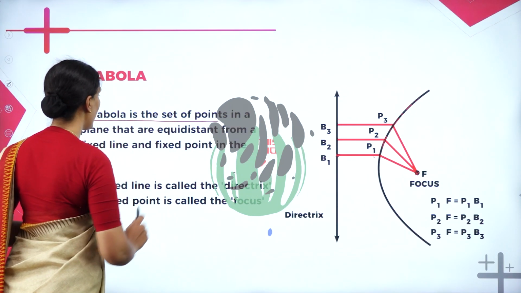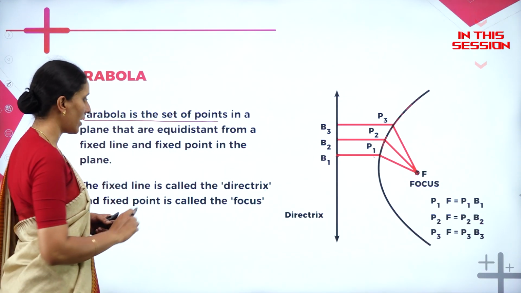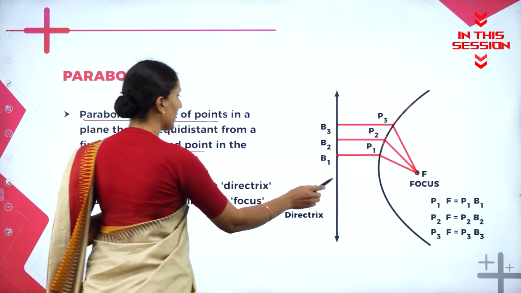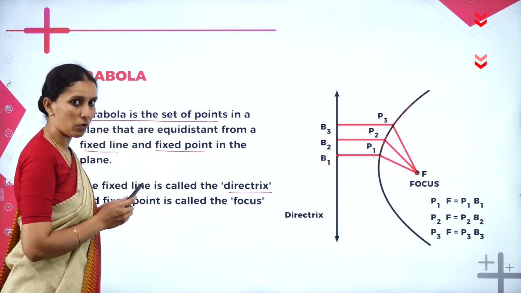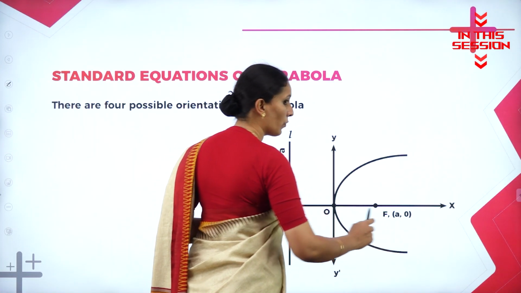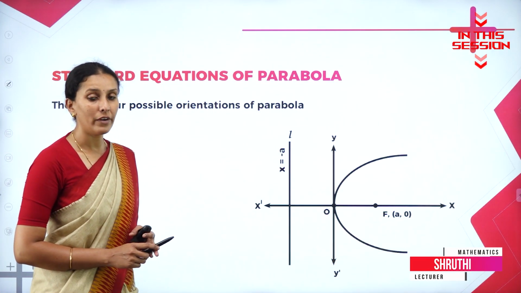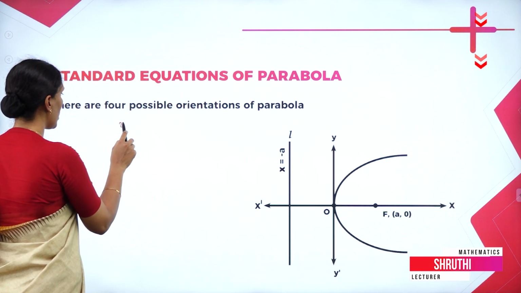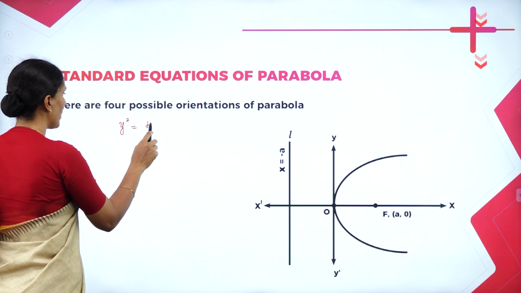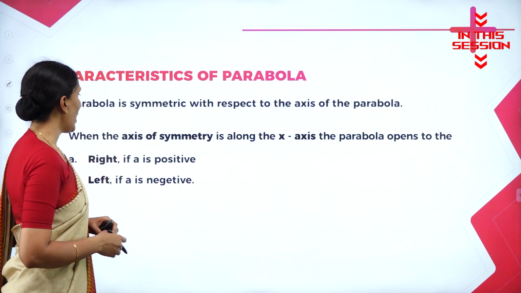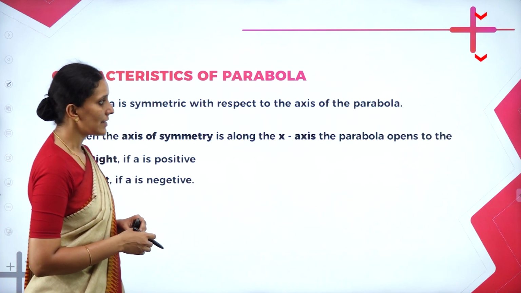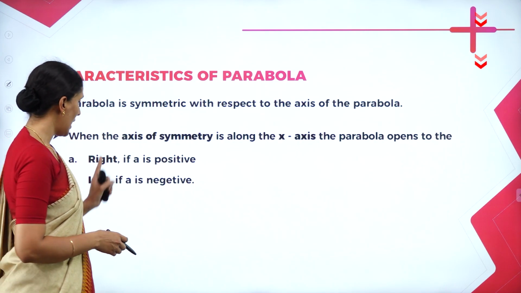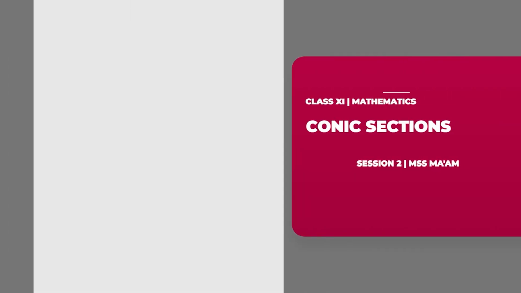Parabola is the set of points in a plane that are equidistant from a fixed line and a fixed point. That fixed line is called the directrix of the parabola. The parabola is turning towards the right. This is an example of a right-handed parabola. For such a parabola, we have the equation in the form of y square is equal to 4ax, when the axis of symmetry is along the x-axis and the parabola opens to the right if a is positive, left if a is negative.